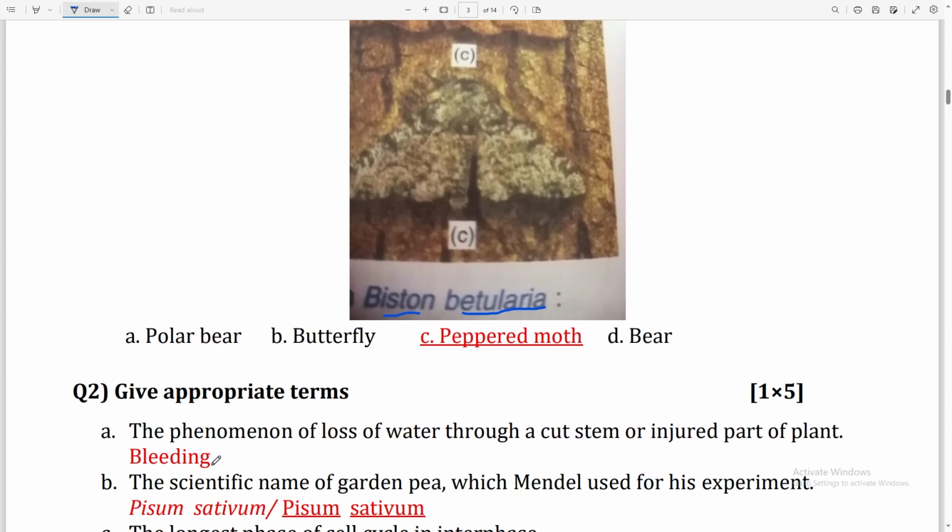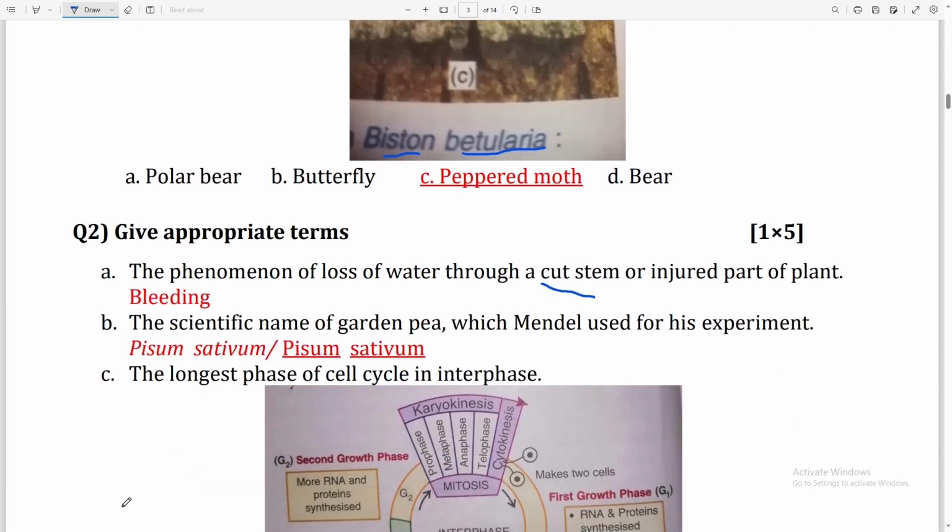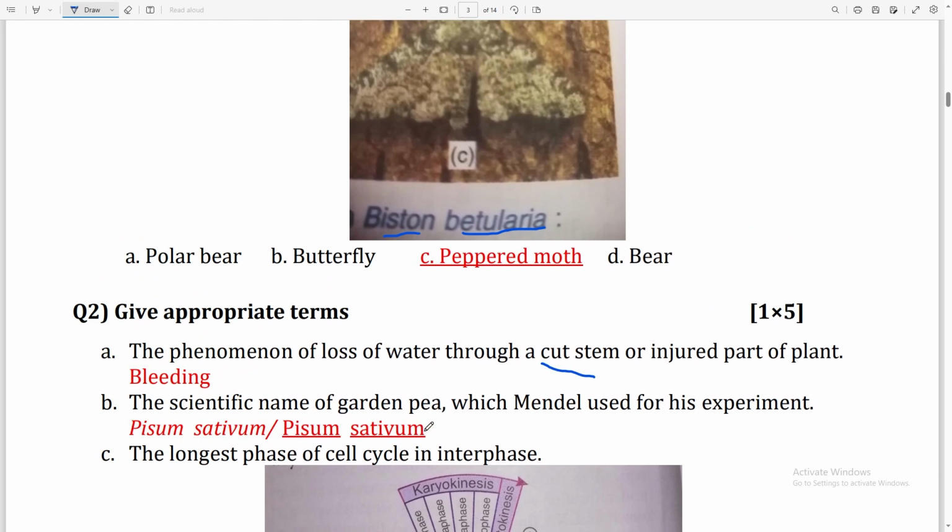Question number 2, give appropriate terms. The phenomenon of loss of water through a cut stem or injured part of the plant. When it is mentioned about the cut stem or injured part, so the answer is bleeding. Second bit, the scientific name of garden pea, which Mendel used for his experiment. Scientific name is Pisum sativum.